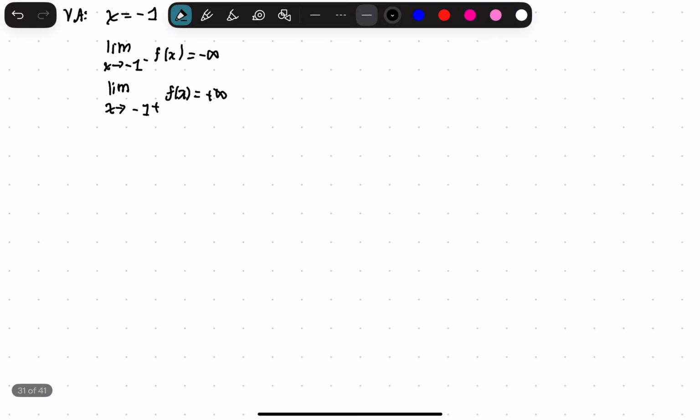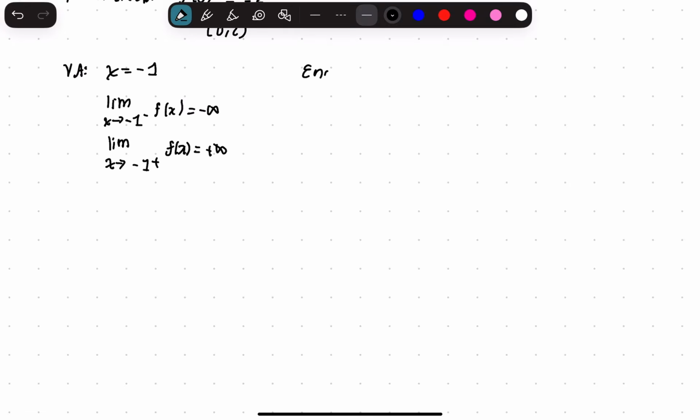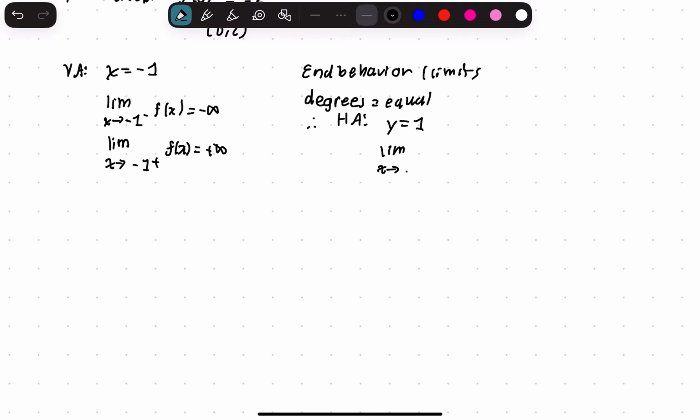So now our end behavior using limits: we know that the degrees are equal. So therefore we know that the horizontal asymptote is going to be y equals 1, and we know that the limit as x approaches positive or negative infinity of f of x will equal 1.